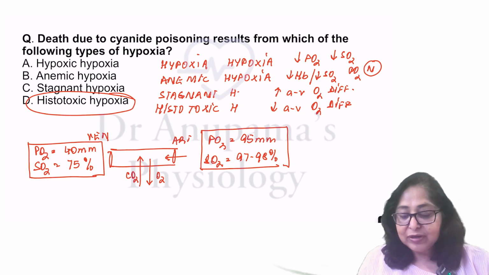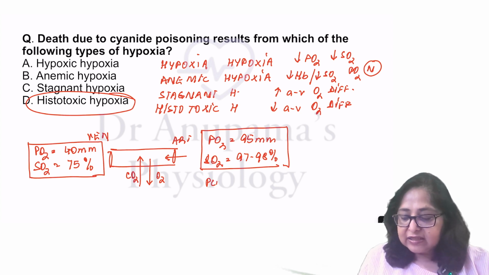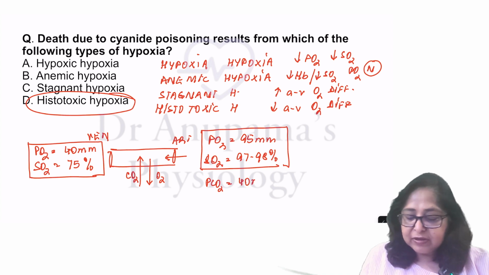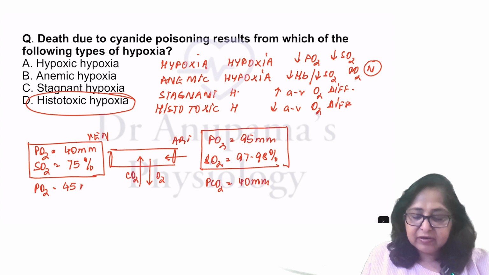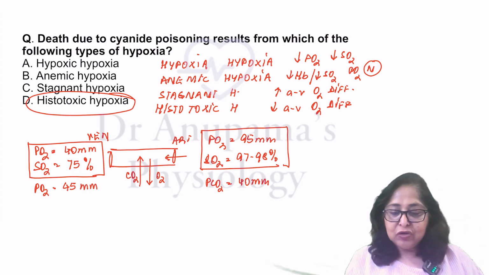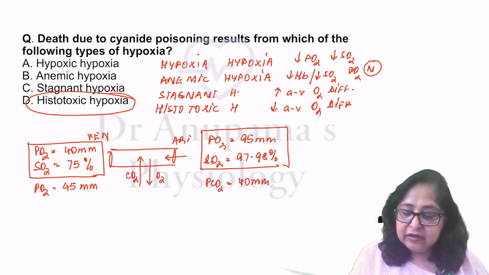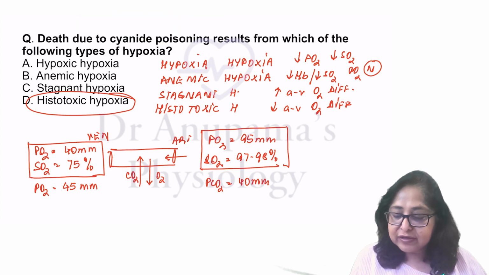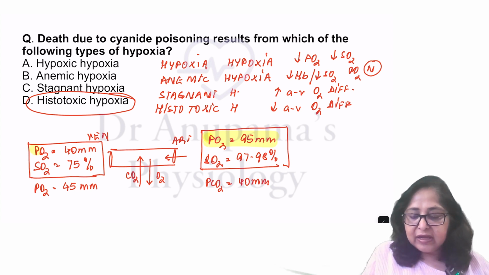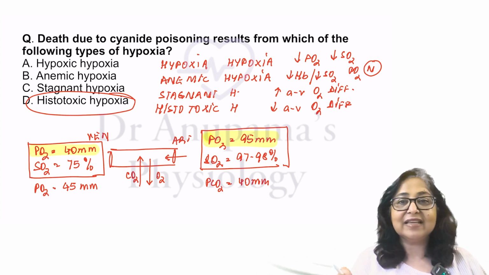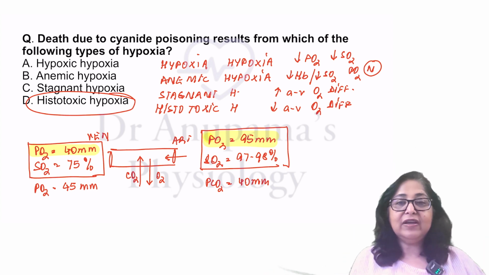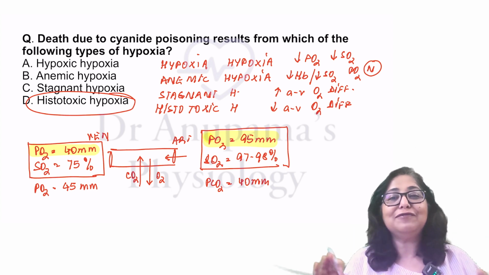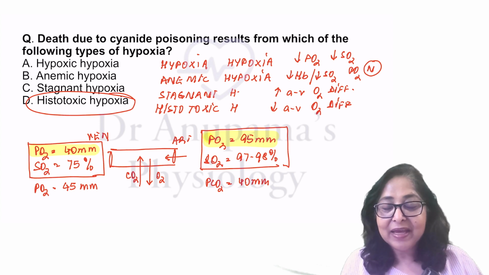What about the CO2 levels? PCO2 on the arterial side is 40 millimeters of mercury, and this increases to 45 millimeters of mercury on the venous side. So if I look at the arteriovenous oxygen difference, I'm referring to this difference in the PO2 in the arterial and the venous side. Normally, PO2 is 95 on the arterial side, venous PO2 is 40. Difference is 55 millimeters of mercury.